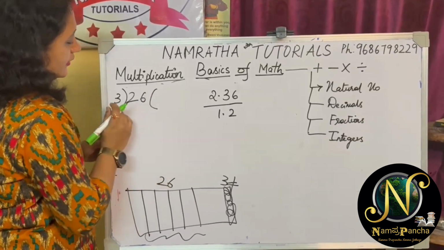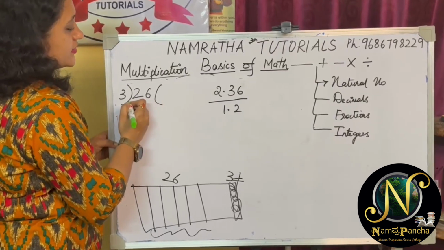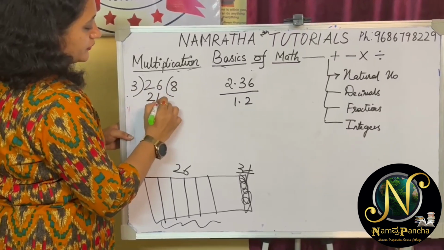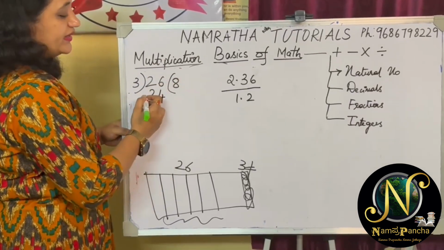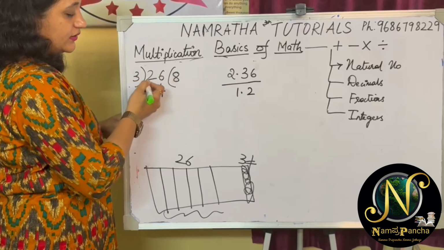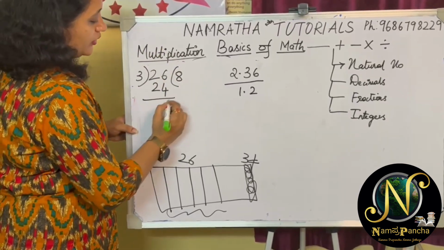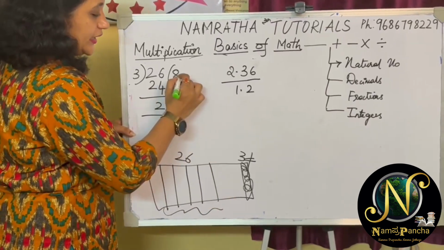So come, let's see. When I say the 3 times table, the nearest to 26 is what? 3 8s are 24. This is the nearest, because if I take 3 nines, it will become 27. So that will be bigger than this number. We should always take a smaller number than this. So 24. So 2 is left behind. So I am able to divide this into 8 parts.